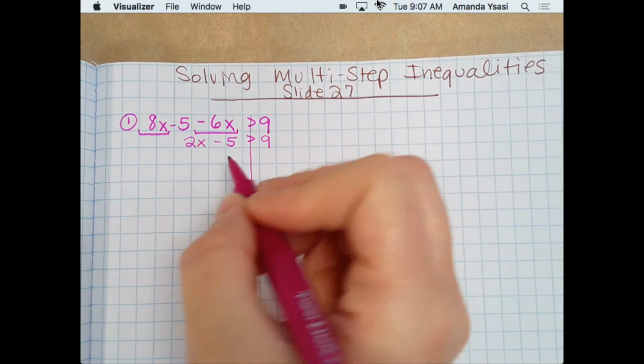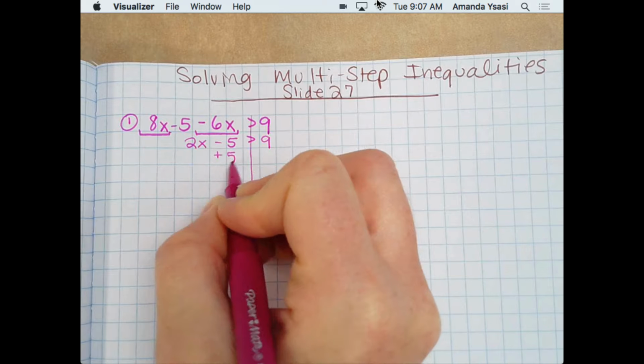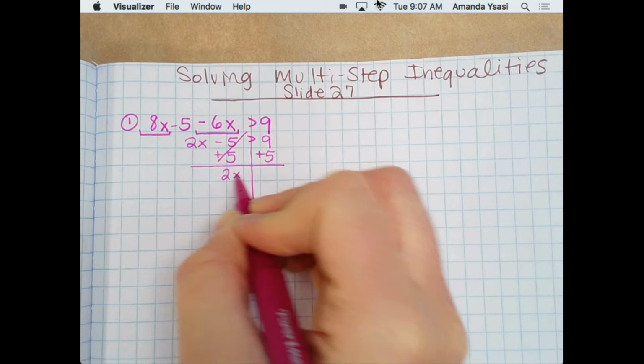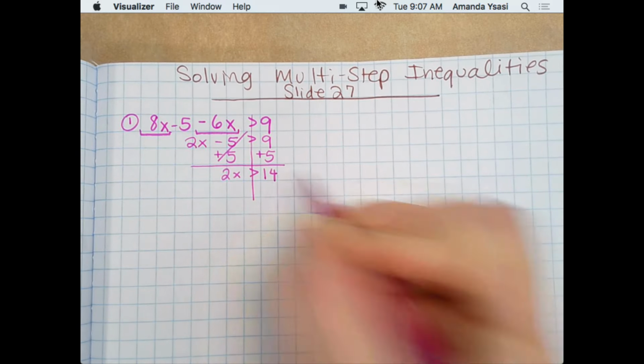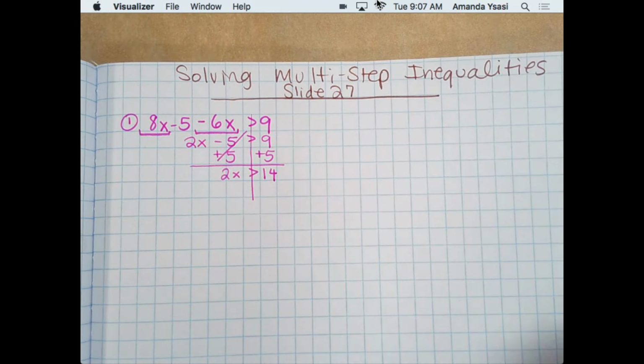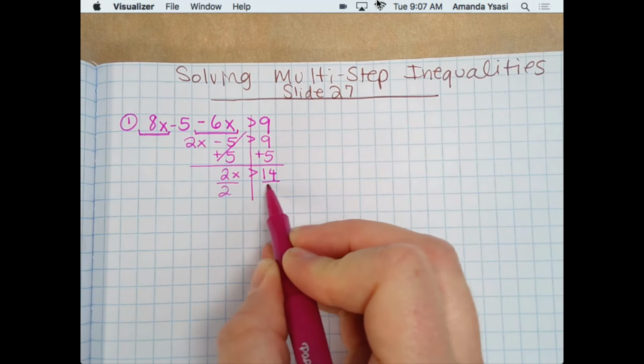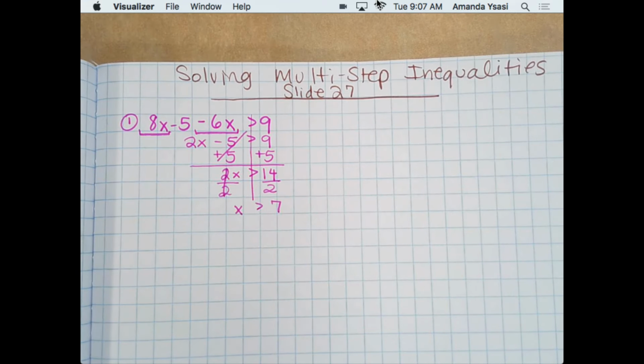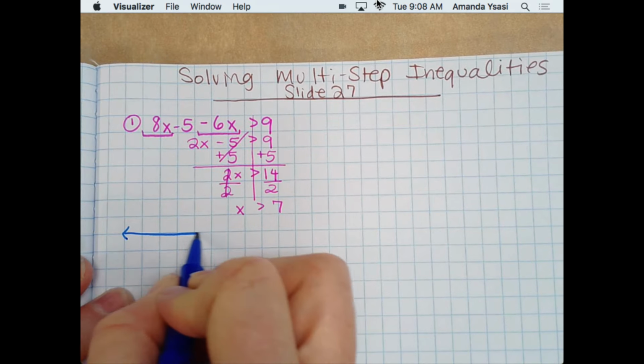Okay, and then I need to move the minus 5 to the other side, so plus 5. 2x is greater than 14. Divide by 2. X is greater than 7. Okay, so after we do that, we need to also graph it. So I'm going to do the number line underneath.